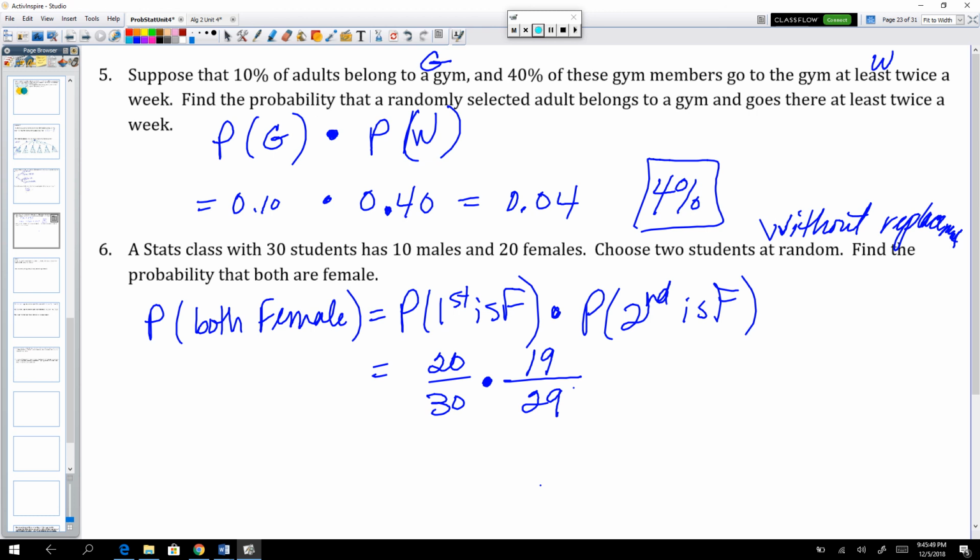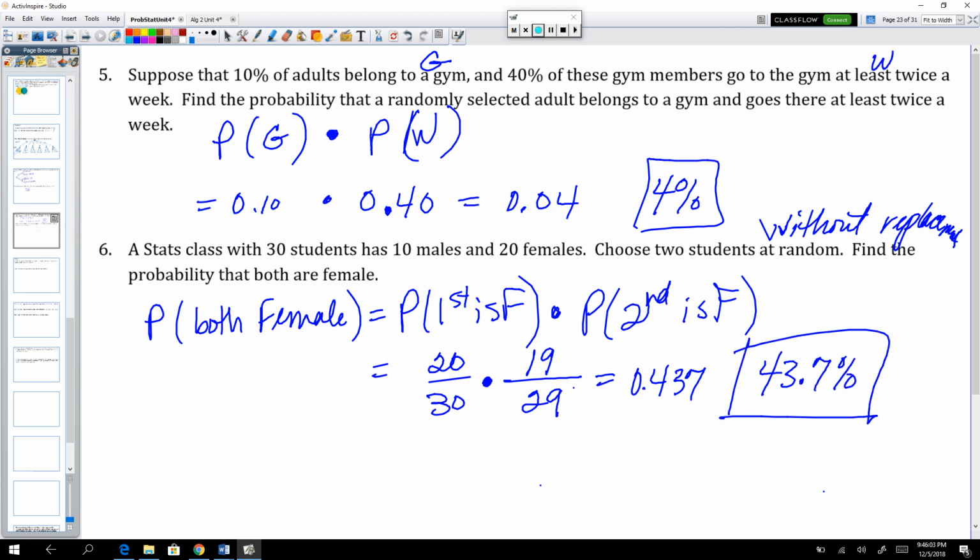Okay? So again, this should remind you of the problems where we had a deck of cards. So if you were to multiply this out, you would get 0.437. This, of course, is not the key to solving these problems. The setup is where you would earn most of your points, but obviously we do want to go ahead, just for curiosity's sake, and realize that there's a 43.7% chance of randomly selecting 2 females in that particular room. Okay?